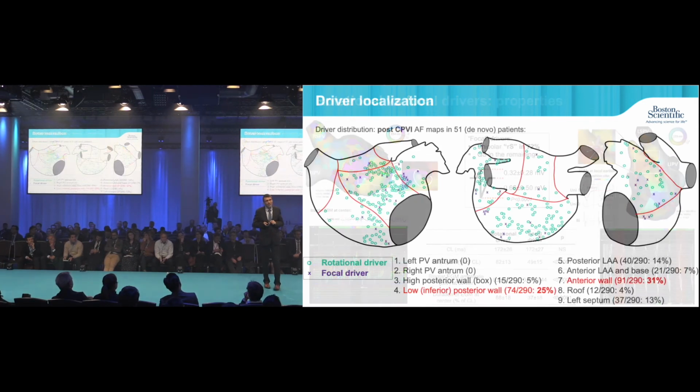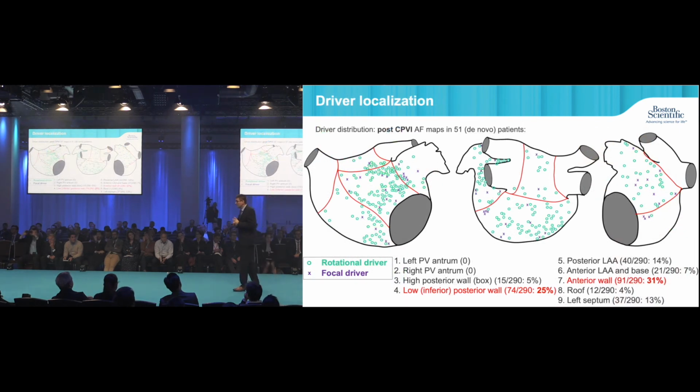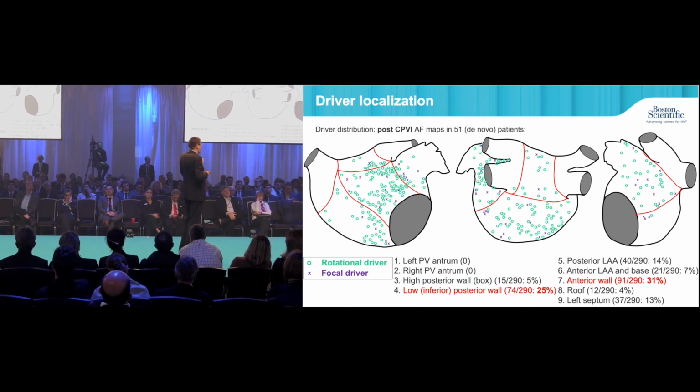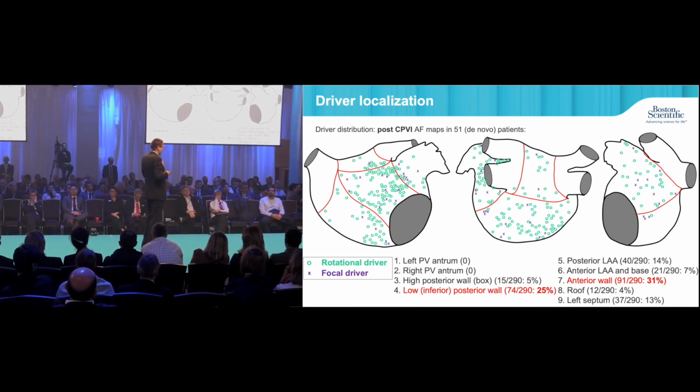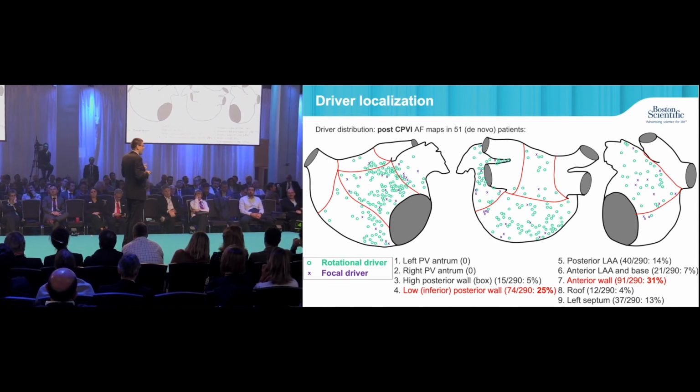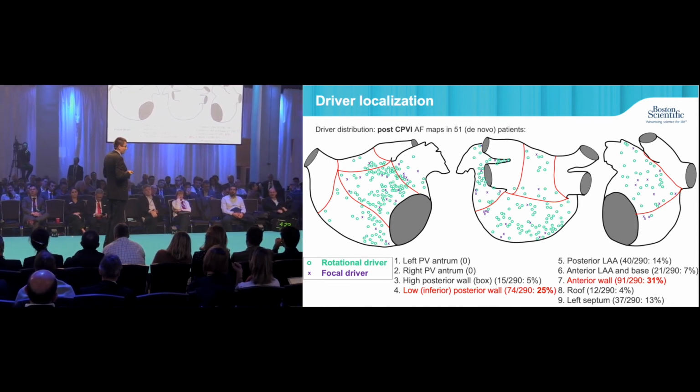And this focal activation site is most probably, in many cases, just an epi-to-endo breakthrough site. Where are these drivers located? So once again, this is only the post-CPVI maps in the de novo patients. And what you can appreciate is there is no rule. They are located almost everywhere, but with a predominance, nevertheless, for the anterior wall and for the lower part of the posterior wall. I'm not pointing out those regions. I'm just pointing out that some of the current, let's say, approaches by systematically performing the box isolation on the left or the left atrial appendage isolation are highly questioned by this kind of distribution.